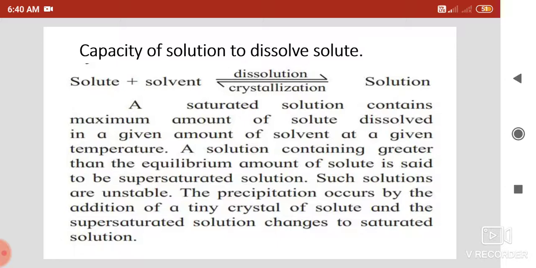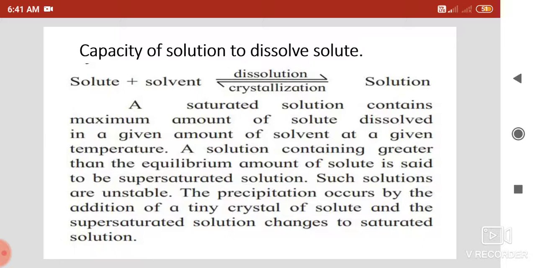Then, if a solution contains greater than the equilibrium amount of the solute, that solution is called a supersaturated solution. It means that after the solution is saturated, if we add a small quantity of the solute to it, it is called a supersaturated solution. Such solutions are unstable. If we add a small quantity or a pinch of the solute to it, it crystallizes, which means the solvent and solute get separated.